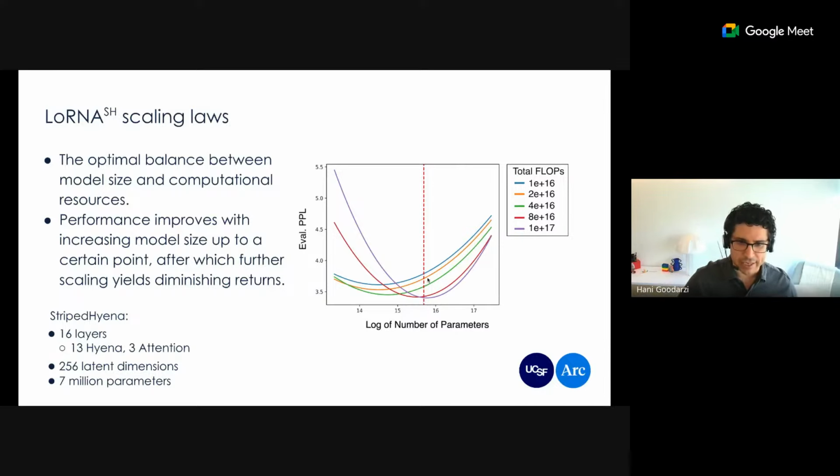So this is basically our leading edge. This is the model that we picked as our best model to train. Again, 16 layers, 13 hyenas, and 3 attentions, 256 latent dimensions, and 7 million parameters total.